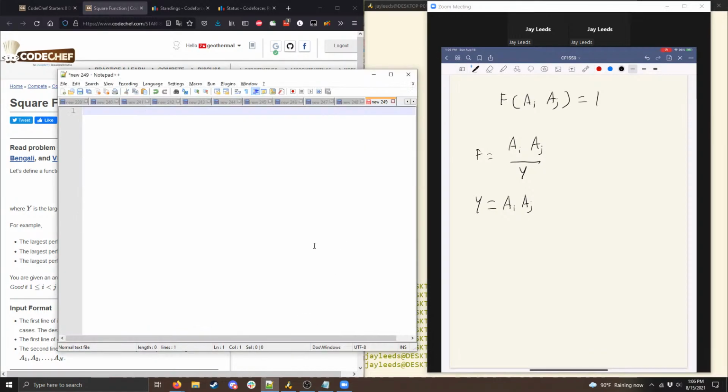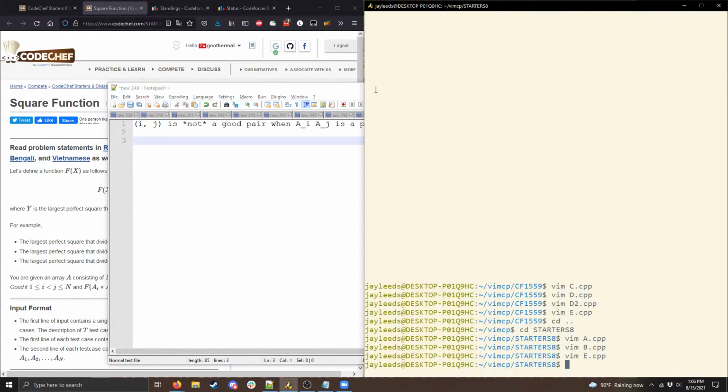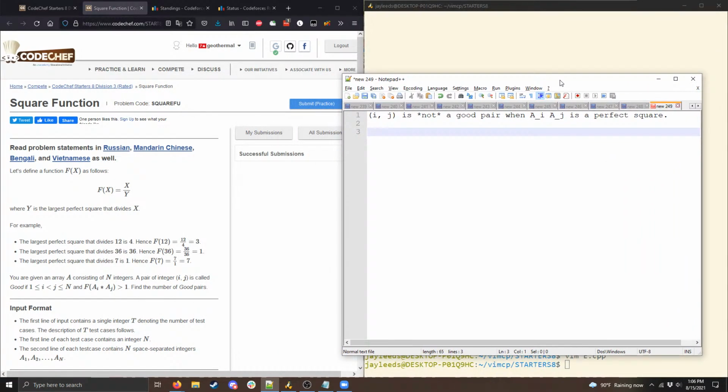So, ij is not a good pair when a sub i, a sub j is a perfect square. So now we need to count the number of pairs that are perfect squares. And this is actually a fairly standard problem. The idea here is that a sub i, a sub j is a perfect square if and only if f of a sub i is equal to f of a sub j.